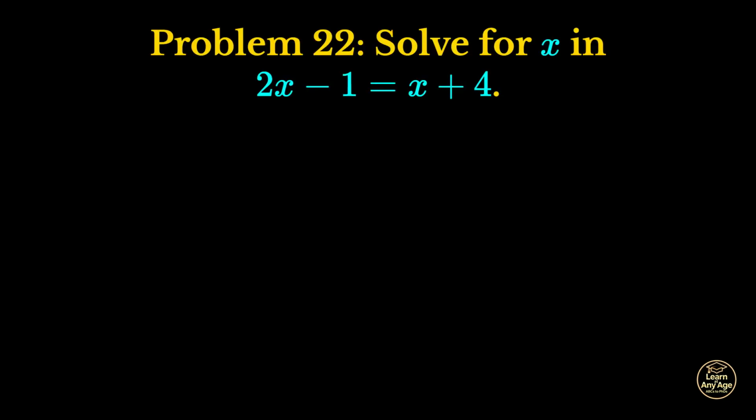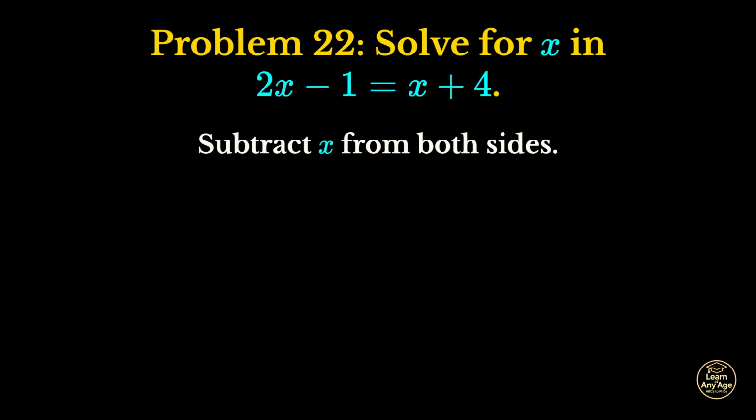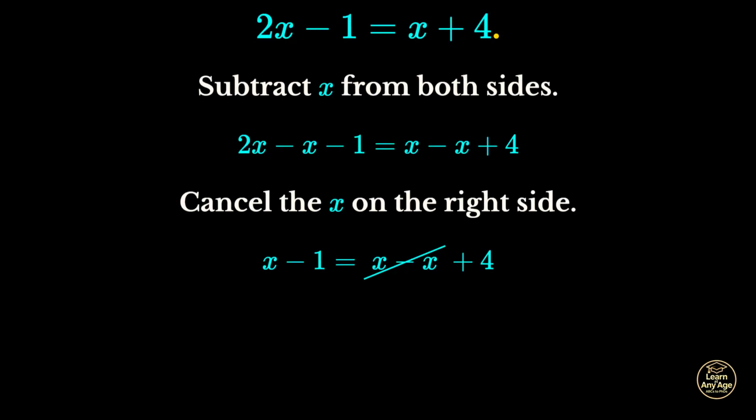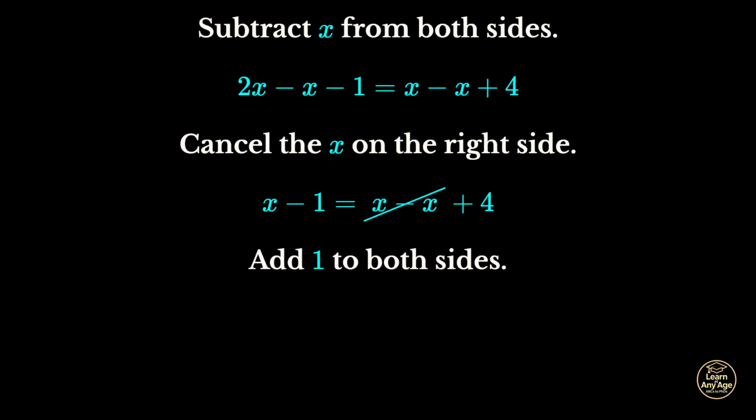Problem 22. Solve for x in 2x minus 1 equals x plus 4. Subtract x from both sides. 2x minus x minus 1 equals x minus x plus 4. Cancel the x on the right side. x minus 1 equals x minus x cancelled out plus 4.